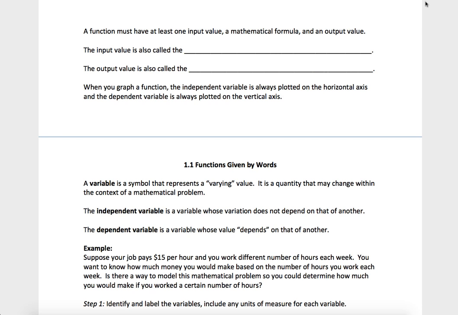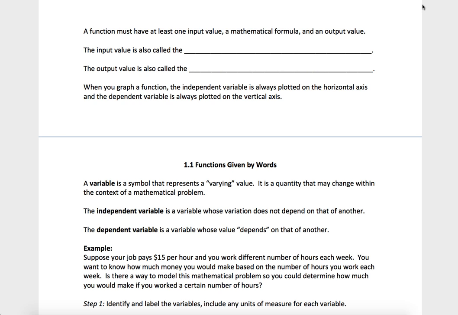So in the first couple of videos, we mentioned that a function must have at least one input value, a mathematical formula or a mathematical rule, and an output value. However, you're going to find that sometimes instead of using the word input value and output value, I sometimes refer to them as independent variables and dependent variables. So what is a variable?